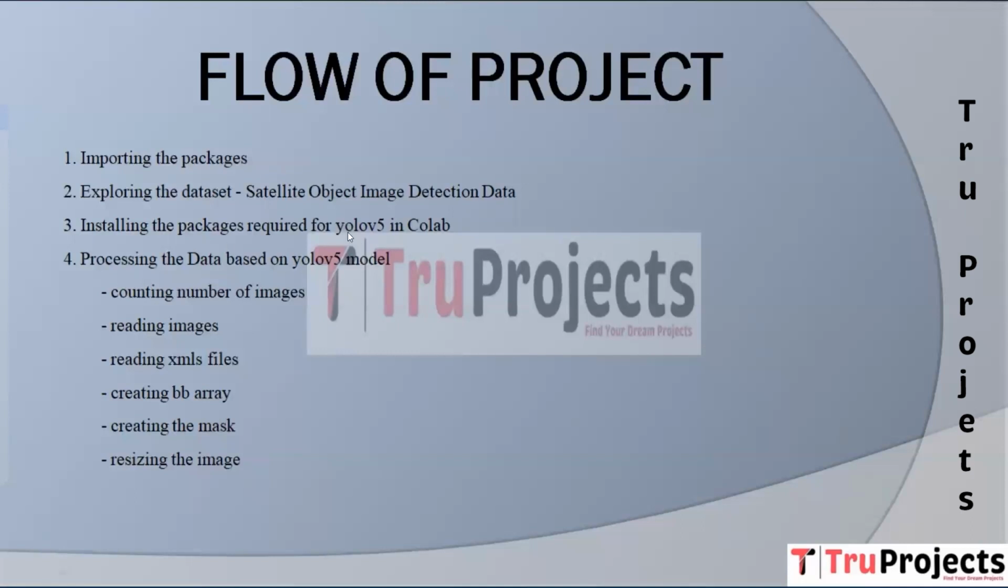Then we have installing the packages required for YOLO V5 in Colab. When using Colab, that is Google Colaboratory, you set up and install the specific packages and dependencies which are necessary for the YOLO V5 deep learning model for object detection. Then we have processing the data based on the YOLO V5 model. Data pre-processing tasks are conducted to prepare the dataset for use with the YOLO V5 model. This includes counting images, reading images and XML files, creating bounding boxes array, generating mask and resizing the image.